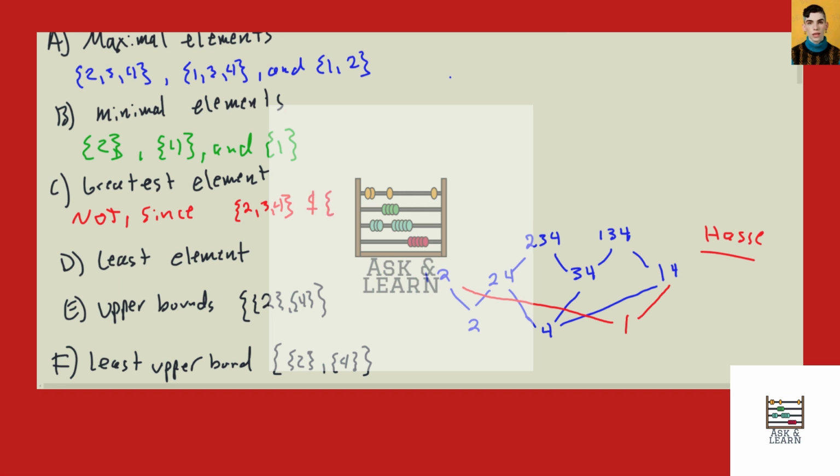So since {2, 3, 4} is not contained in {1, 3, 4}, and {1, 3, 4} is not contained in {2, 3, 4}, both are maximal. So that would be our rationale for that.